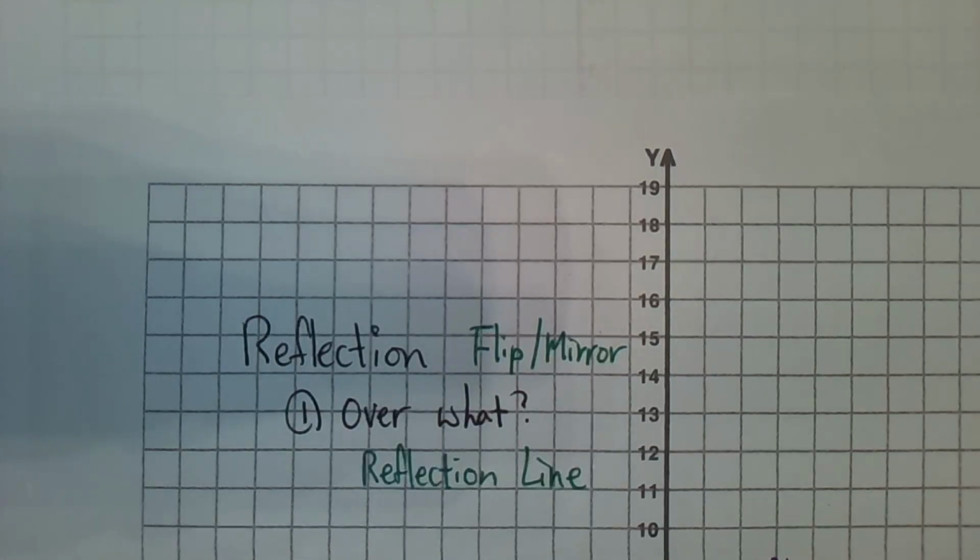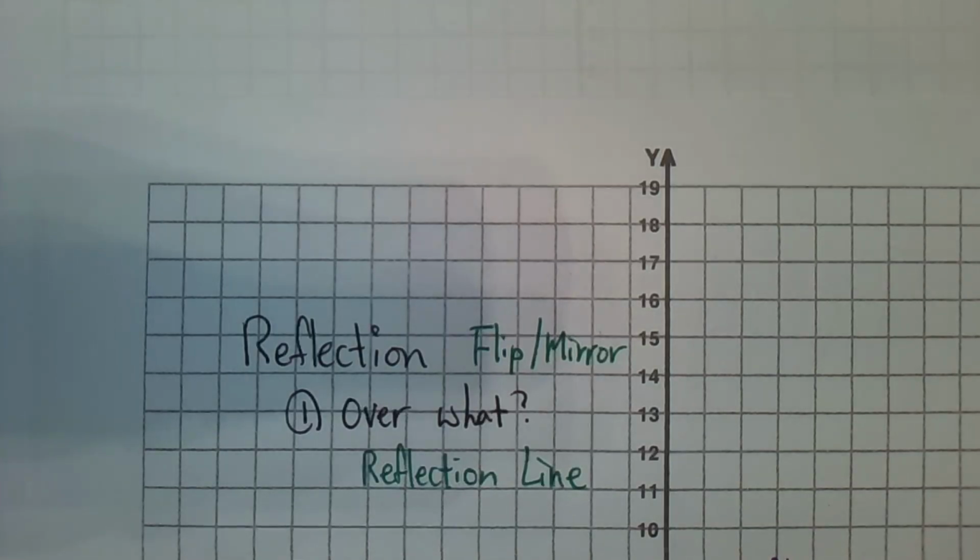But if you want to do reflection, you have to know one piece of information, and that is: over what? We're talking about the reflection line. Whenever a question asks you to reflect, it's going to tell you over line L, over the y-axis, over the x-axis, whatsoever. If you're telling someone to do reflection, you have to tell them where the reflection line is. In our mind, we can think of the reflection line as the mirror.